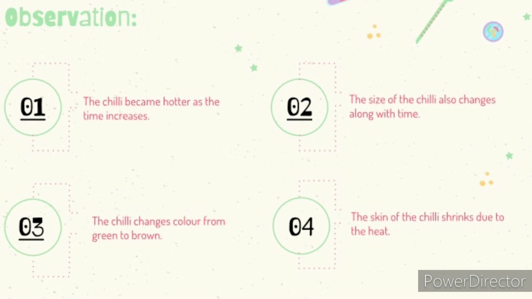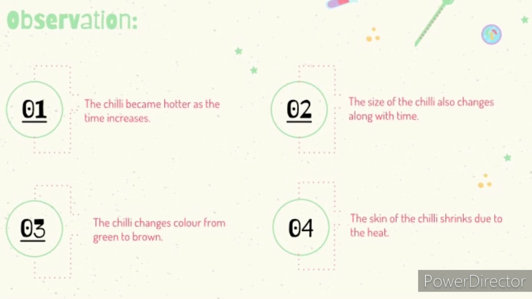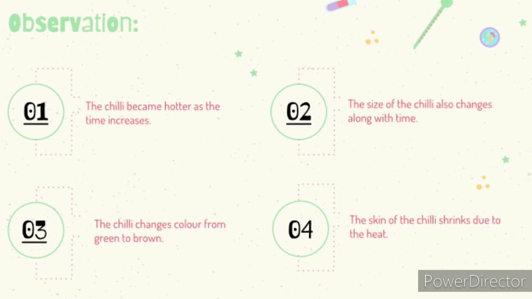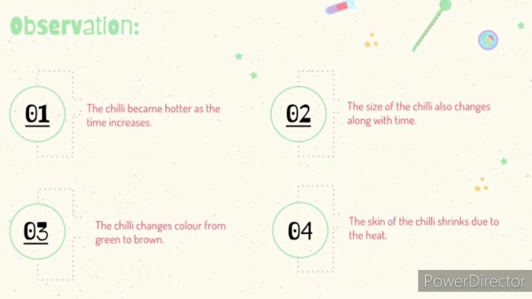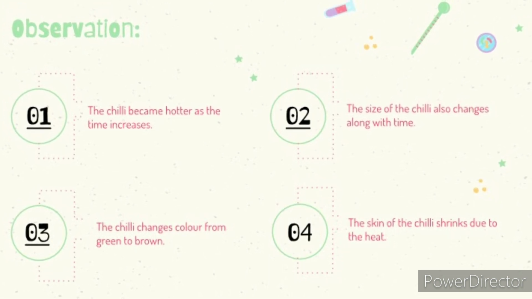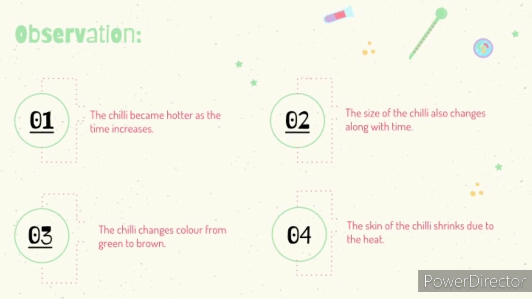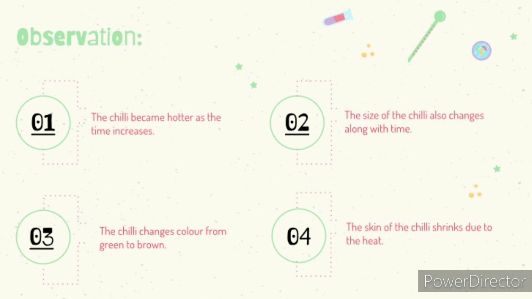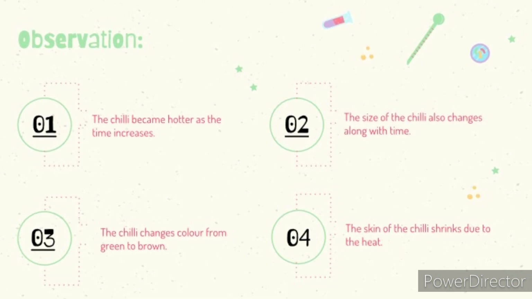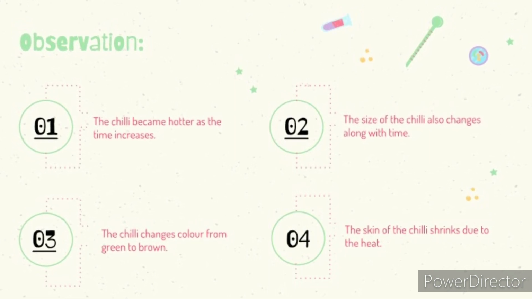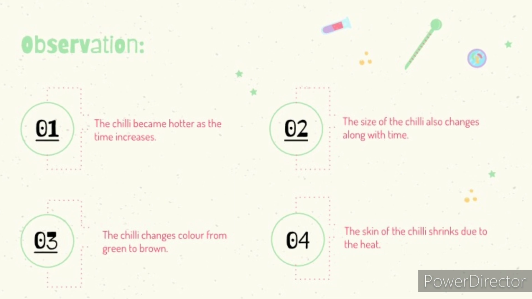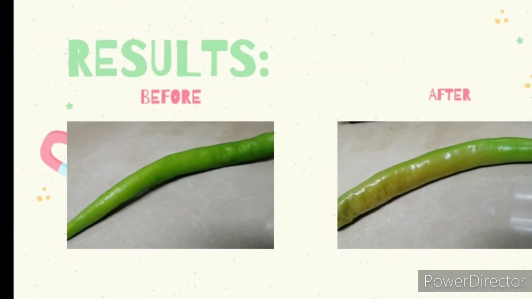In this experiment, there are 4 observations. Firstly, the chili became hotter as the time increases. Secondly, the size of the chili also changes along with the time. Next, the chili changes color from green to brown. Lastly, the skin of the chili shrinks due to the heat. And here are the results of the experiment.